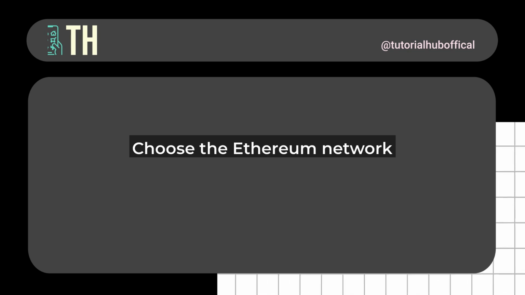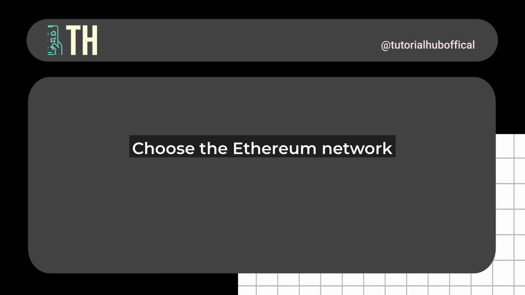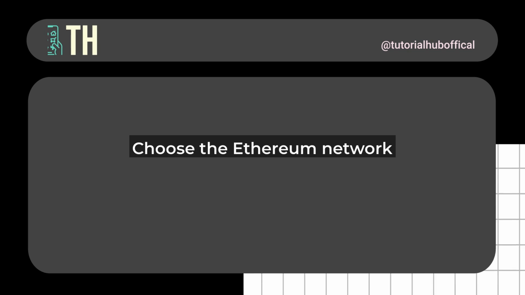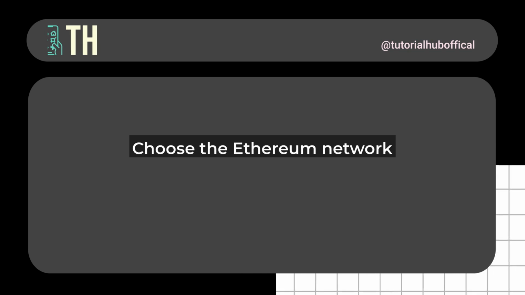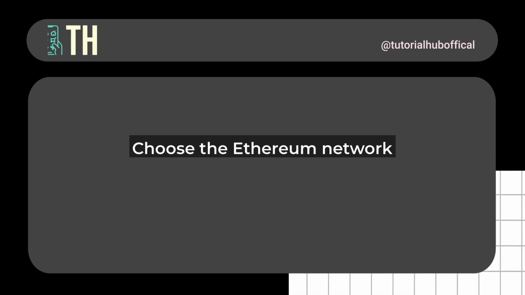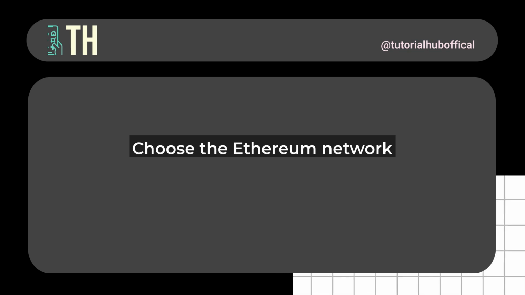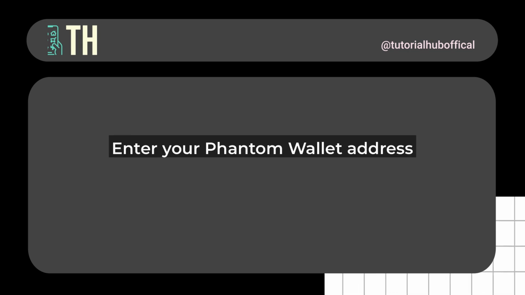Next, you'll need to choose the withdrawal network. For Ethereum, make sure it's set to the Ethereum network. Phantom Wallet supports this, but always verify to avoid any issues. Now, enter the amount of ETH you want to withdraw. Remember, there might be network fees, so check your balance to cover those.